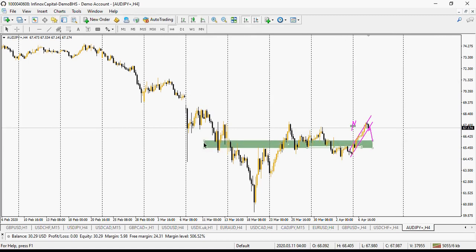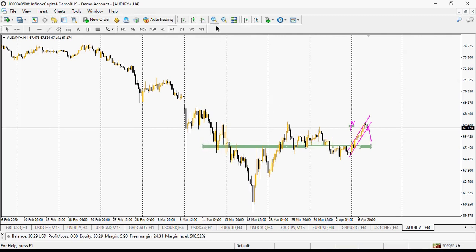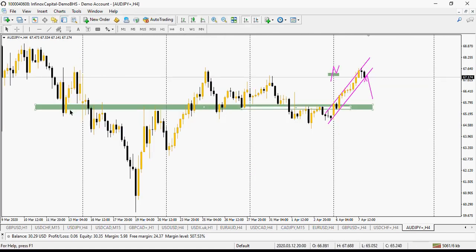This area, for example, has been a support, okay? And you can see that there was a breakout here. What did the market do? Let me draw a line so you see. When the market was coming back, it broke it. There was a breakout right here. After a breakout, what did the market do? Came back and what? Retested.